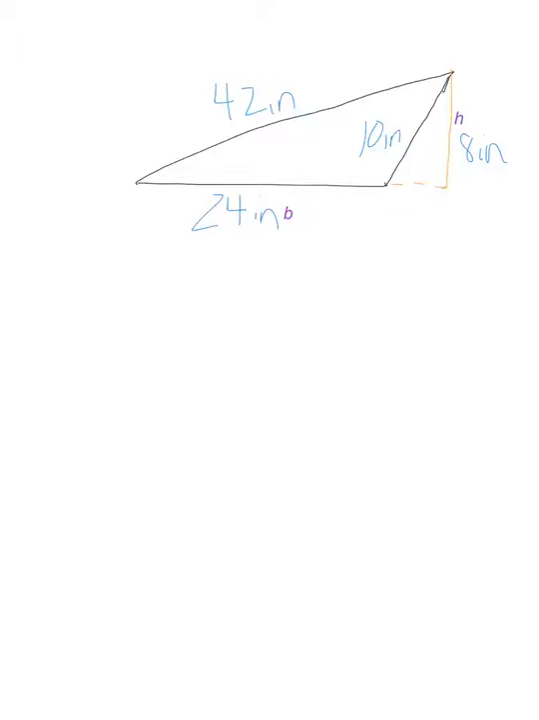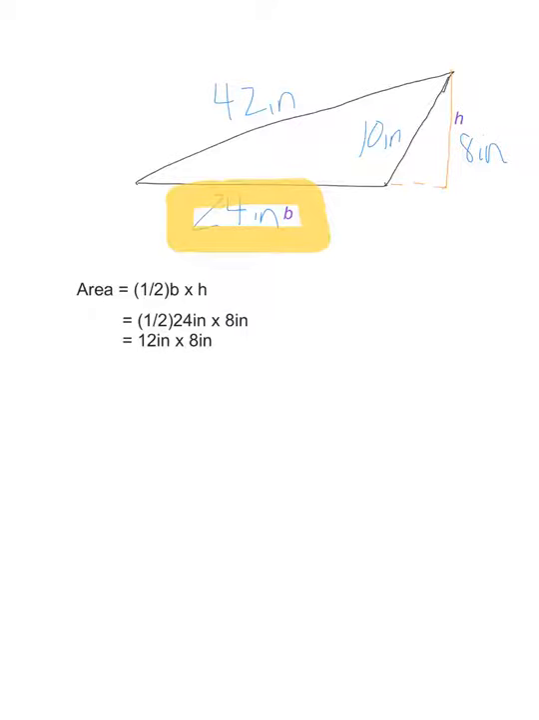Now, the formula for locating the area of a triangle is area equals half of base times height. So what is half of the base? Correct, it would be 12. So it would be half of 24 times 8. So half of 24 would be 12 times 8. Now what would be the answer for that? That's correct. The area of this triangle would be 96 inches squared.